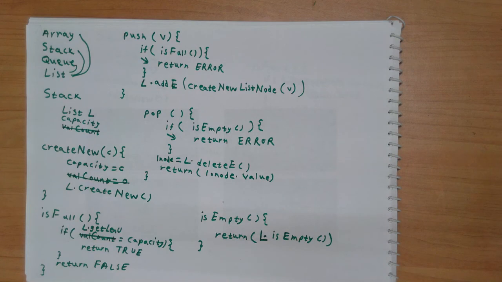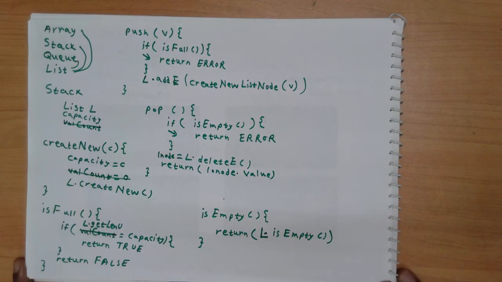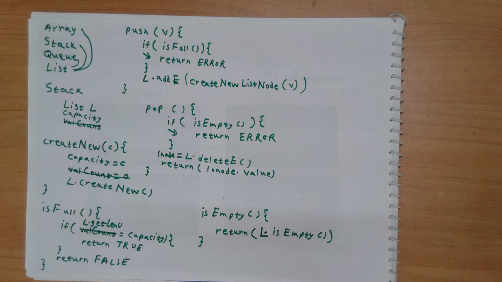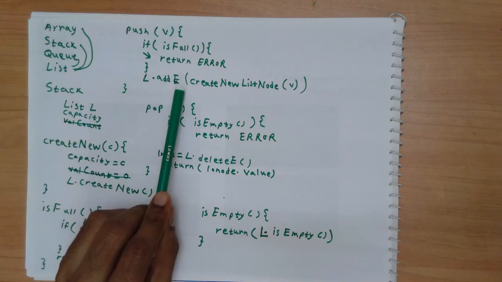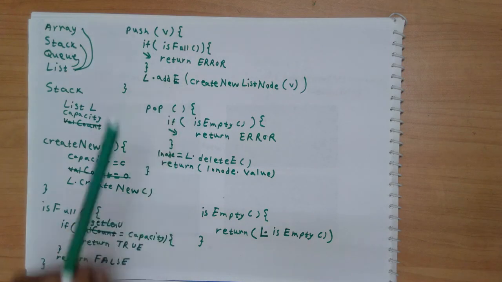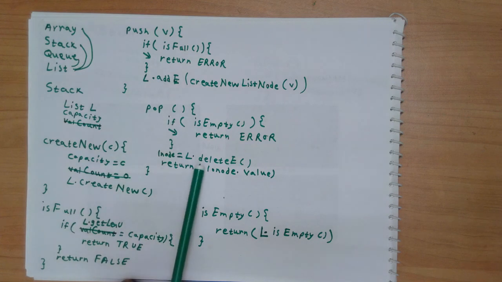So this is just one way of implementing a stack using a list. There could be many different ways. For example, to simulate the push I am adding at the end, you can say that I will add at the beginning, and then similarly you would have delete from the beginning. That could be one way.